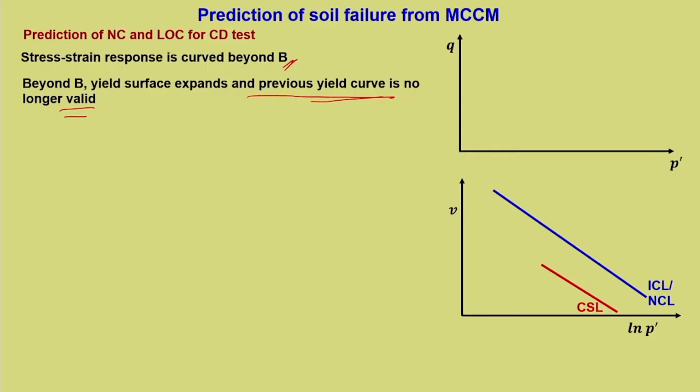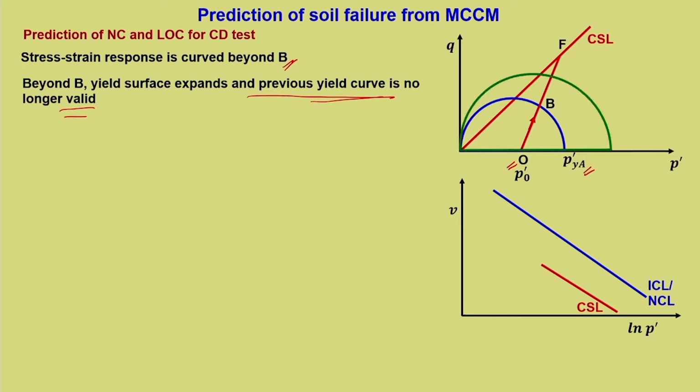What is the significance of this statement? Let us see. So, it is again Q, P dash, V, ln P dash. I have drawn this critical state line smaller, mainly to accommodate a bigger figure. The same figure that we discussed in the last slide, we are just going to repeat it. So, it is again P dash, the initial point is P naught dash, critical state line, and this is the effective stress path we have already seen, point B, BF.